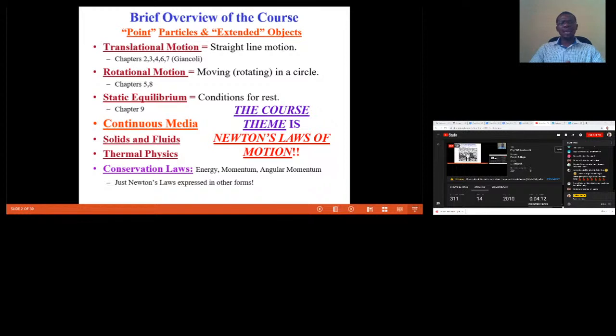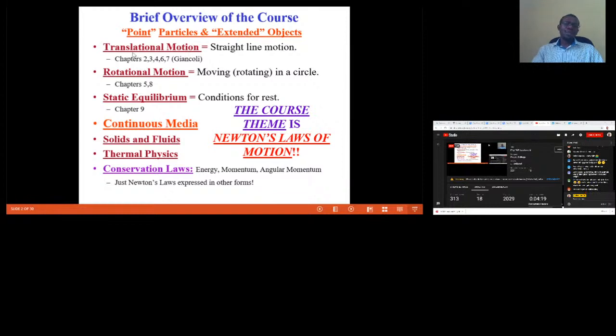Okay, so a brief overview. I had done this even in the previous lecture. How we are going to proceed. First of all, we are going to assume that the objects under consideration are point particles, meaning that their size is so small, it is concentrated in a certain point. To simplify our lives, we are going to assume that the objects are particles. And at a later point, we are going to look at extended objects.